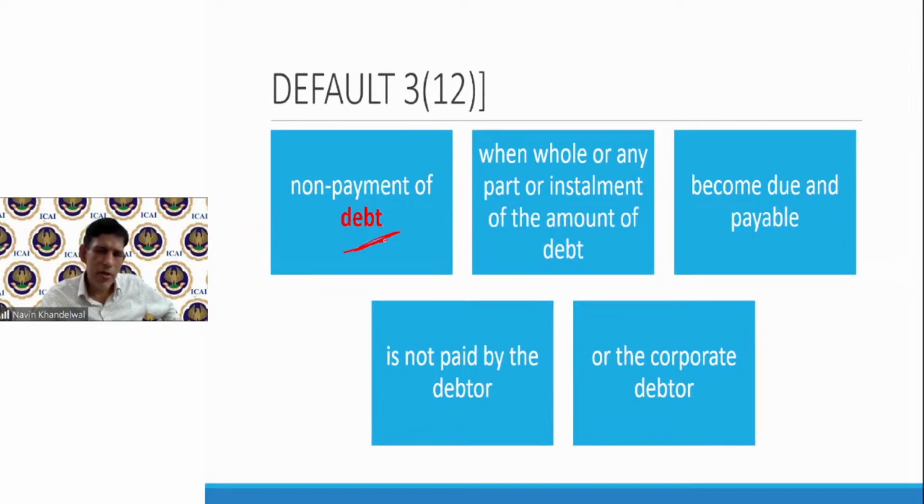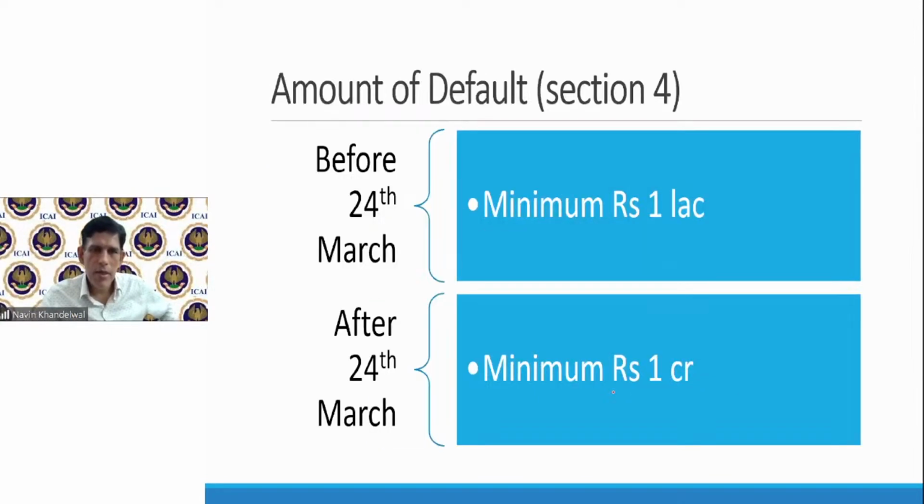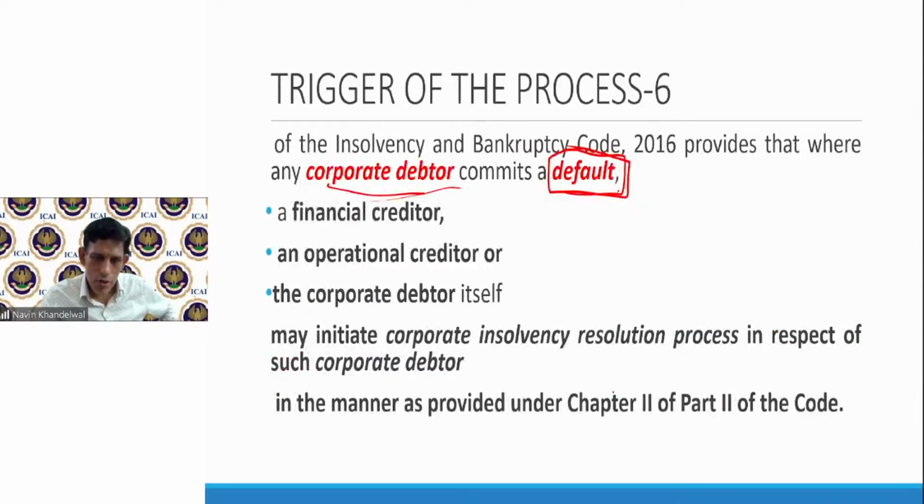So when there is non-payment of debt, whether in whole or in part, whatever. If the payment is not made in full, if there is a default on part payment also, it is treated as default. Default when? When it becomes due and payable. So it is due today and it is to be paid today. When it becomes due and payable but is not paid by the debtor or the corporate debtor. Now, why these 2 words, debtor or the corporate debtor? Debtor means individual and partnership also. But we will not be covering this debtor. We will be covering only the corporate debtor. So the trigger is default of debt.